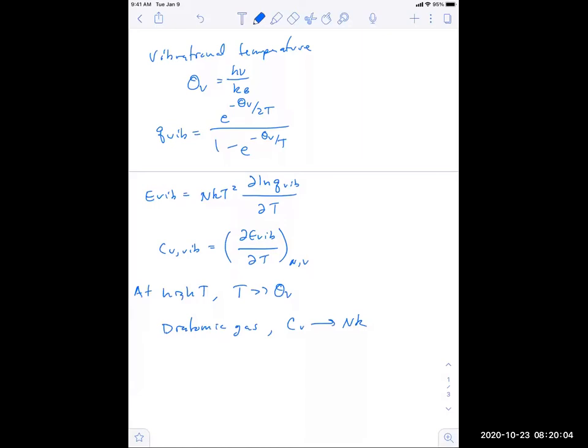All right, does anyone have any questions on the diatomic gas before we move on to a similar workup for solids? Cool.